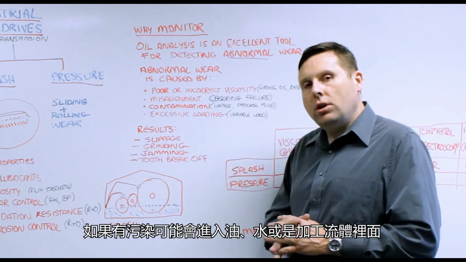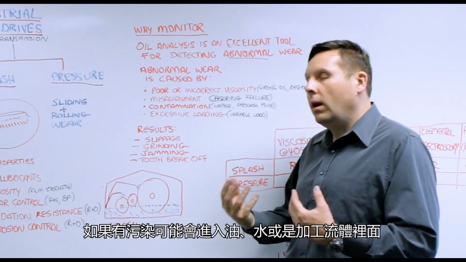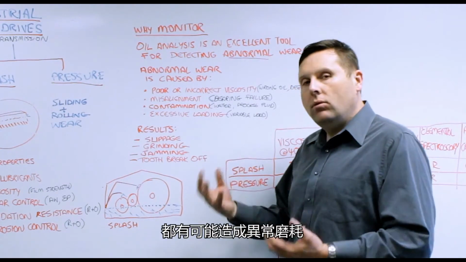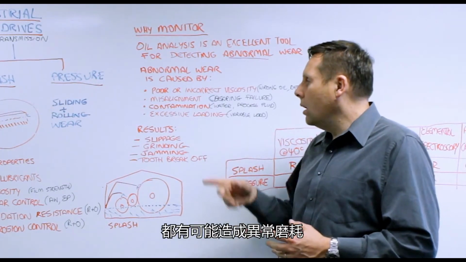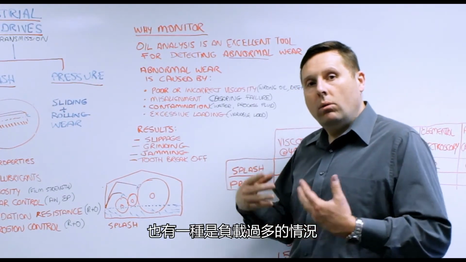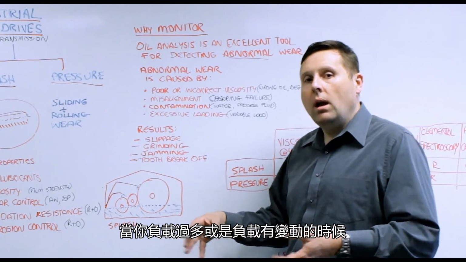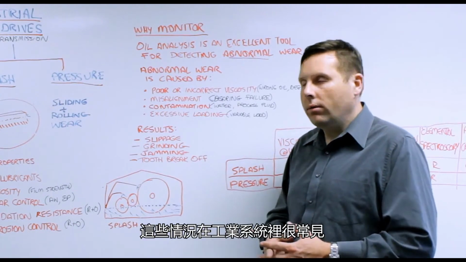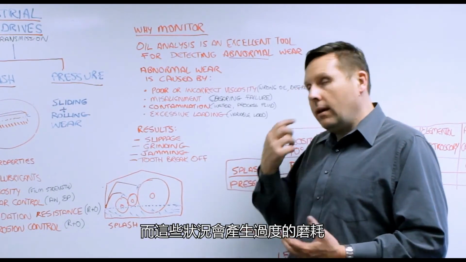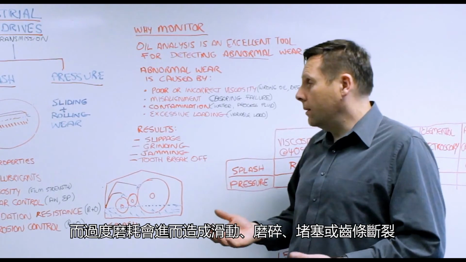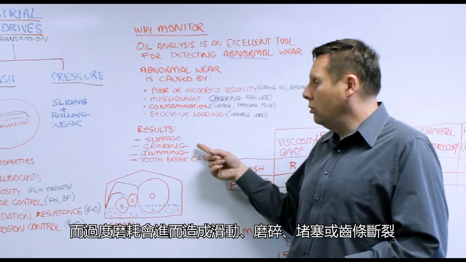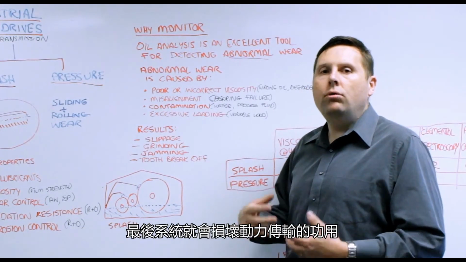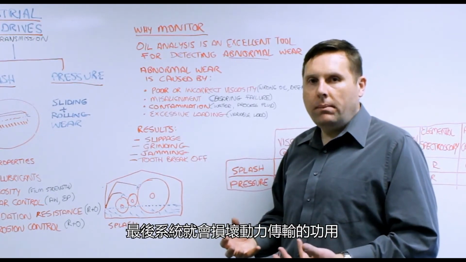You can have contamination getting into the oil, water or processed fluids, or debris ingress, sand and dirt contamination. Those are all going to cause abnormal wear. You can also have excessive loading, where the gear system is working, but you have an excessive load being applied to it or a variable load. That's common in industrial systems, and that can cause excess wear. The results of all this excess wear lead to slippage, grinding, jamming of the gear systems, tooth break off. Overall, you lose the ability to transmit power.